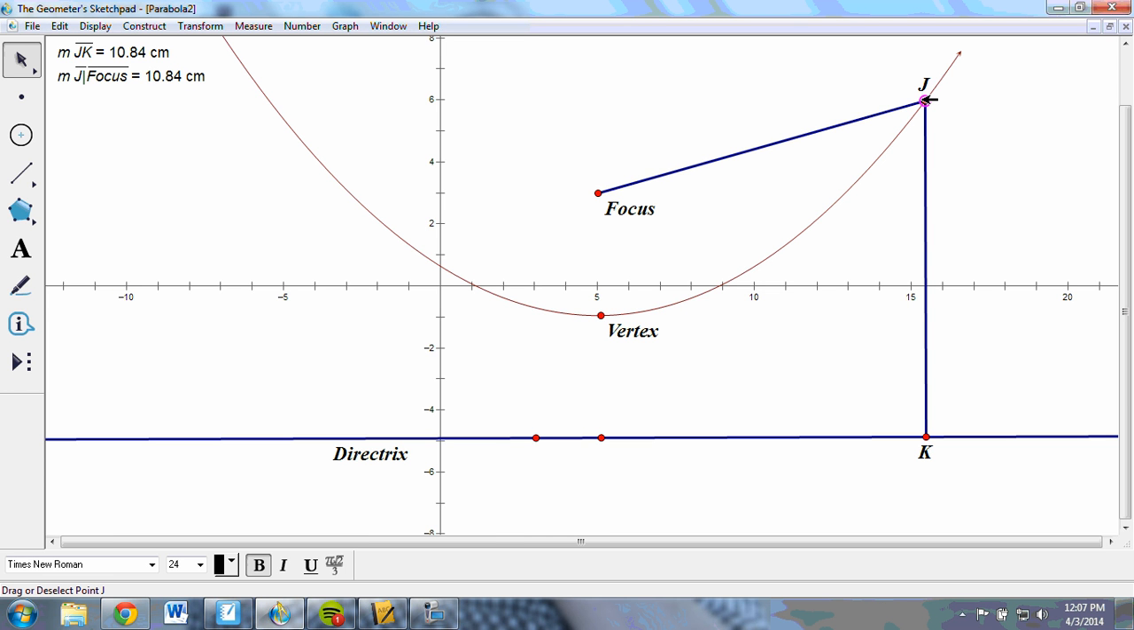What could that be used for? That in and of itself, nothing. But that's how you make a parabola, and that's how the parabola is used for things like satellite dishes and parabolic things.